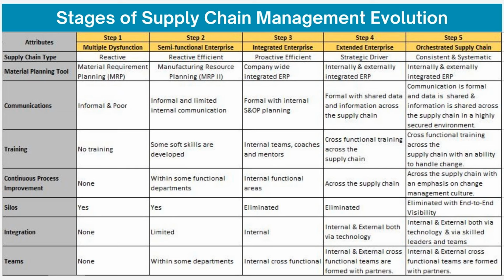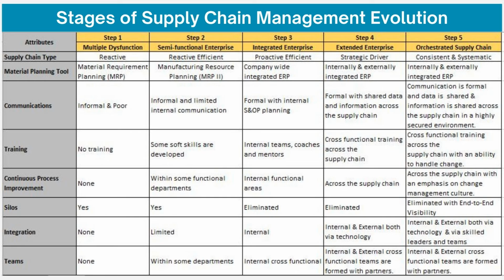Same goes for orchestrated supply chain, that cross-functional training across the supply chain takes place with an ability to handle change. Change management is a major factor in orchestrated supply chain. Therefore, they train accordingly so that the employees are able to handle the change.